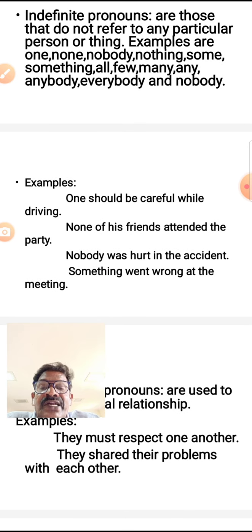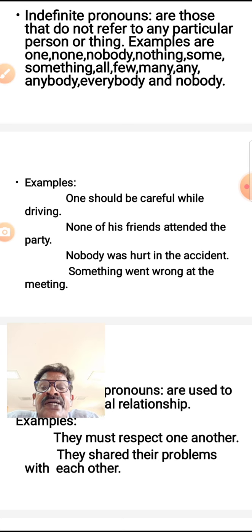One should be careful while driving. So this is generalizing. Everybody has to take care of himself. What we are saying here: one should be careful while driving. While driving, you have to be careful, right? So I have used one. Look at the second sentence. None of his friends attended the party. None of, no one, of his friends attended the party.